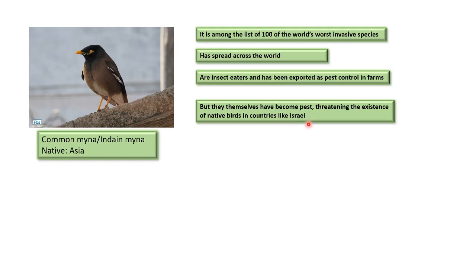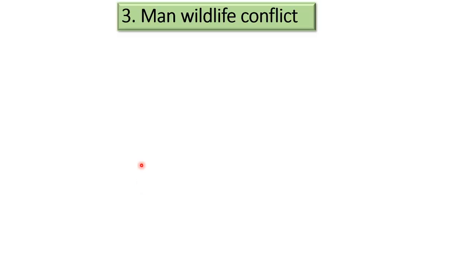What these birds do, they go into sites of nesting of other birds and occupy their area, due to which the native birds are at threat. So invasive species can also come in cute disguises. Our next threat is man-wildlife conflict.